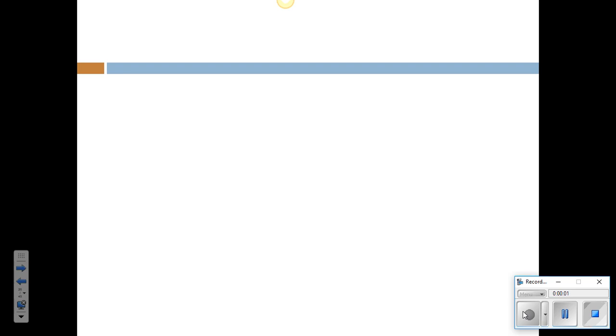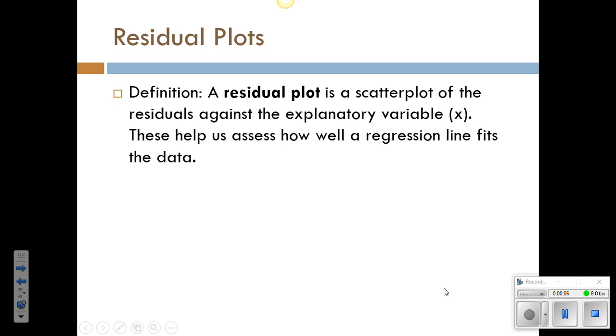All right, so first up for day 2 is going to be residual plots. Definition is it's going to be a scatter plot of residuals against the explanatory variable. These help us assess how well a regression line fits our data.